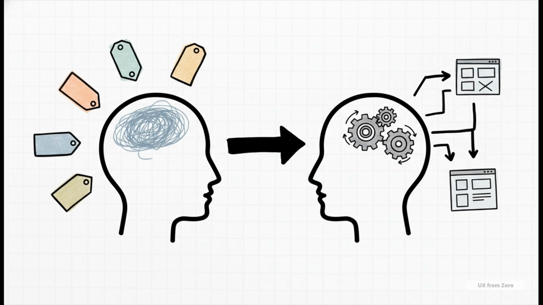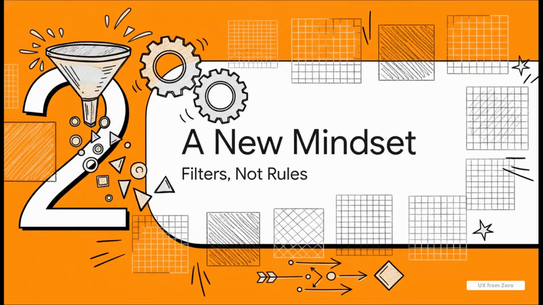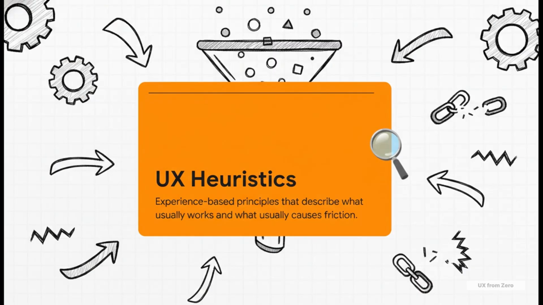different ballgame. Okay, so let's talk about a new mindset. We've got to stop thinking about heuristics as these strict, unbreakable rules and start seeing them for what they truly are: powerful decision-making filters. Let's just make sure we're all on the same page with the definition. UX heuristics are experience-based principles. And the key word there is principles. They describe what usually works and what usually causes problems. Notice I said usually. They are not absolute laws of the universe.